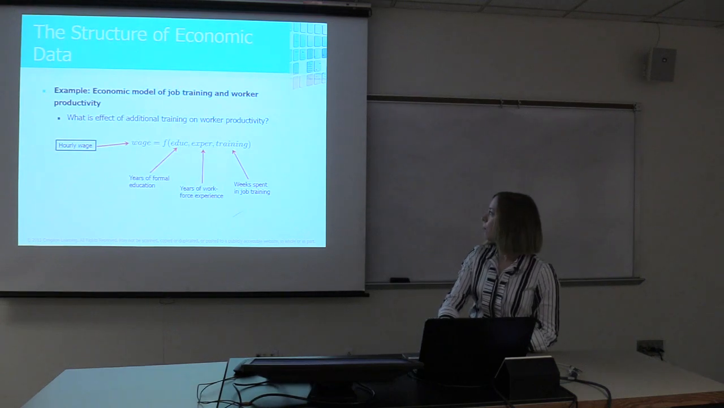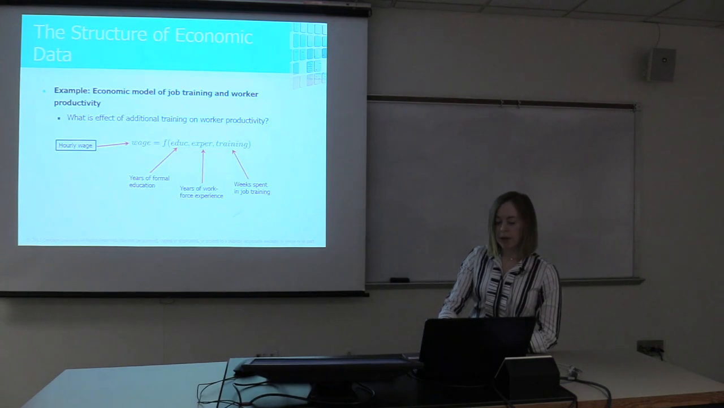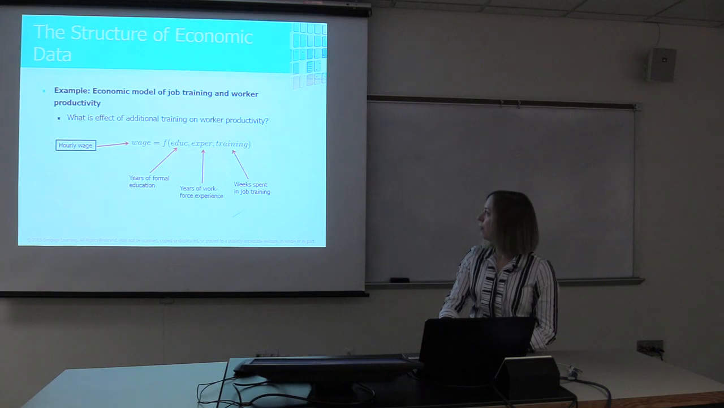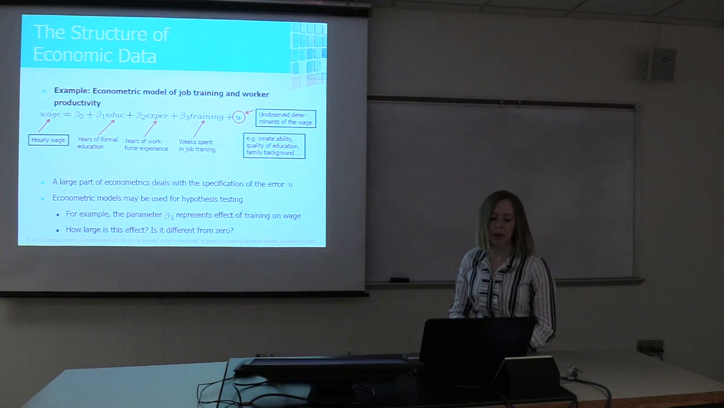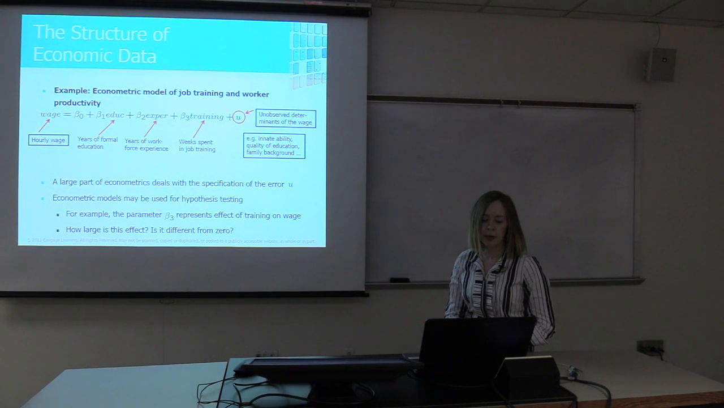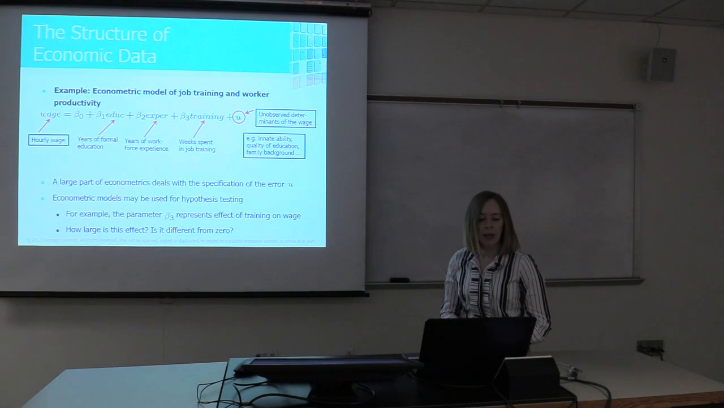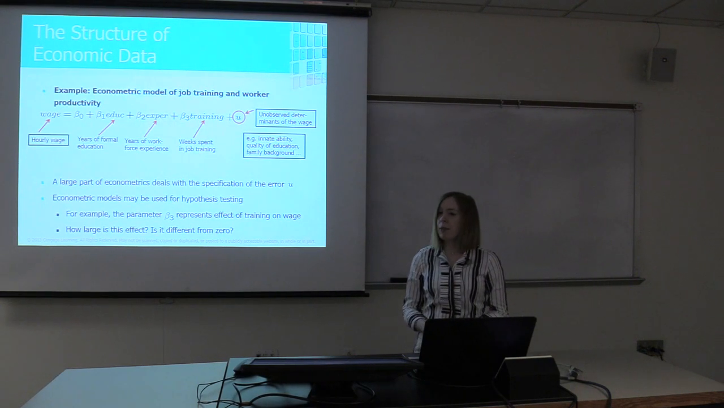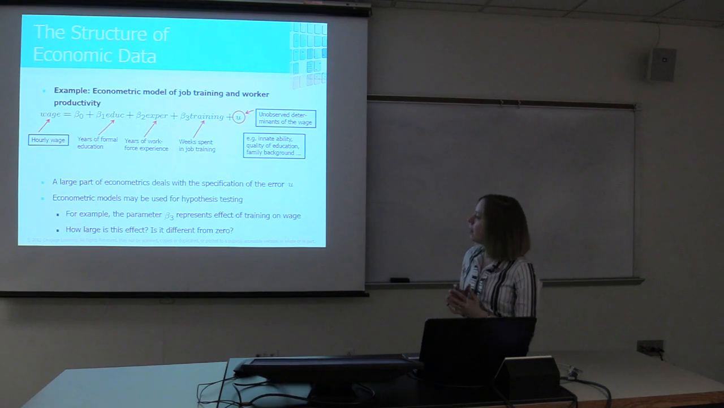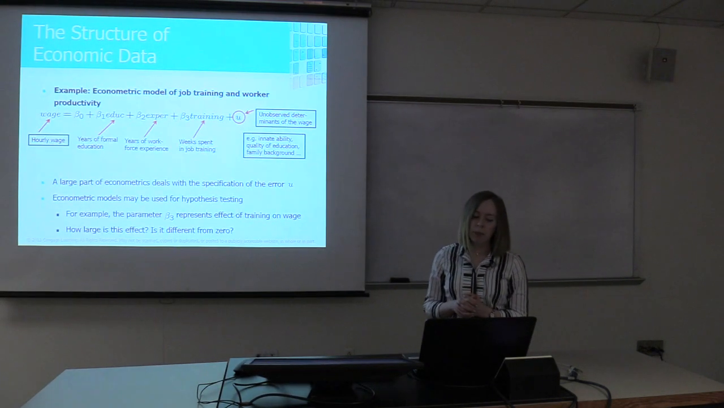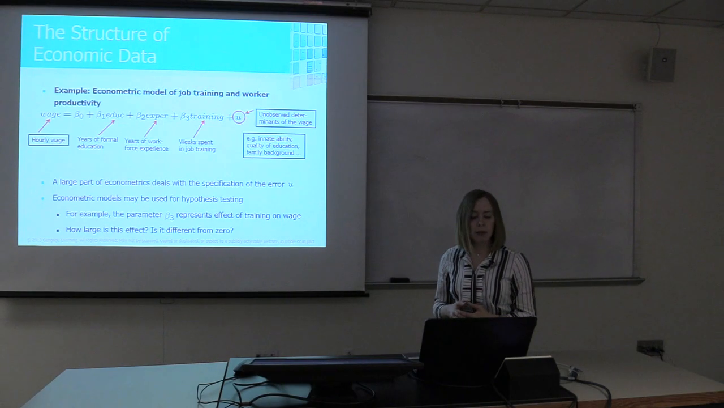So this is an economic model. An example of an econometric model for this would be this model. We would say that wage is linearly related to education, experience, and training. They don't necessarily have to be linearly related, but for the introduction to econometrics, we usually start with them being linearly related.